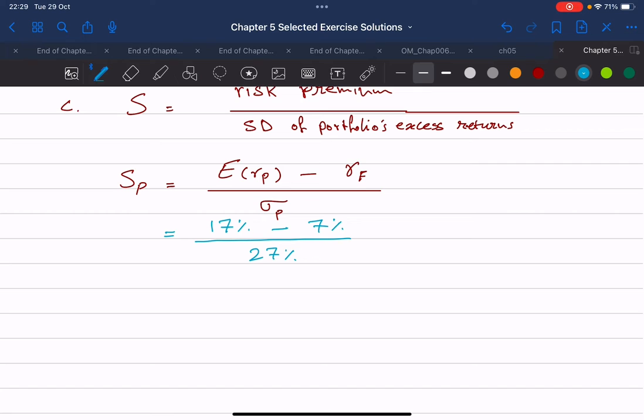Now I'm going to run the numbers in my calculator and figure out the answer. So I'll say 17 minus 7 divided by 27. And the reward to volatility here is going to be 0.37, okay? 0.37, so I'm going to round it up to 0.4.